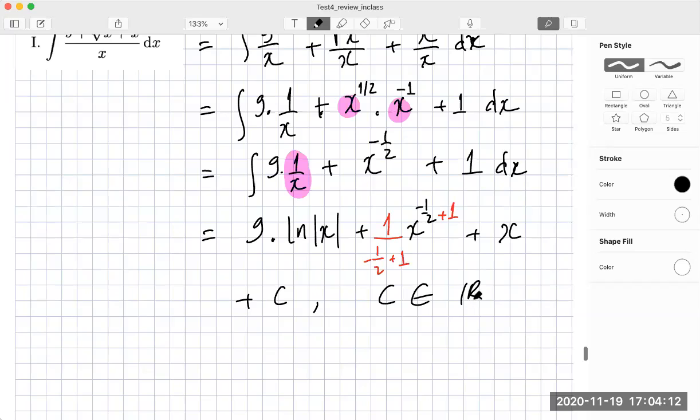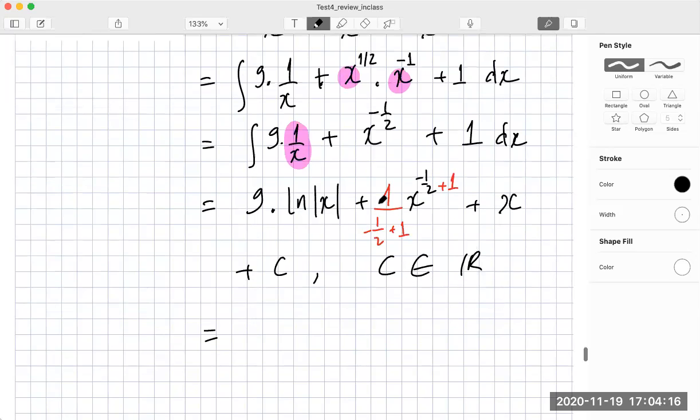Add a constant here. Okay. Now our job is to simplify it. It is 9 ln absolute value of x. 1 divided by negative 1/2 gives us what? Wouldn't it be 2? Negative 2. Negative 2? Okay. There's a negative sign in the denominator, right? So be careful. Oh, negative 2. Sorry.